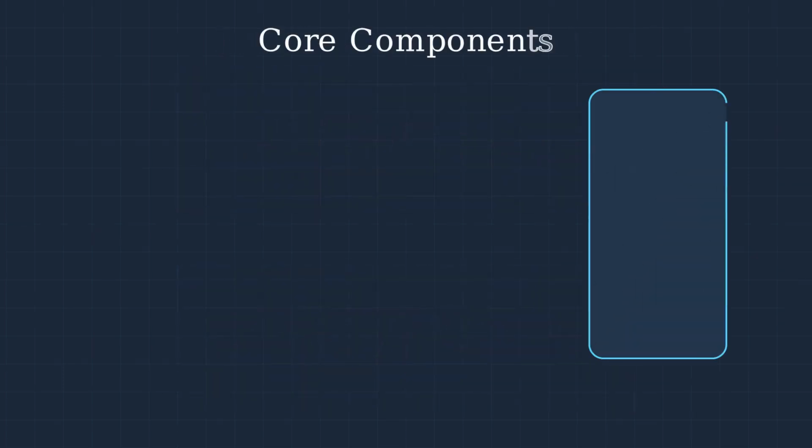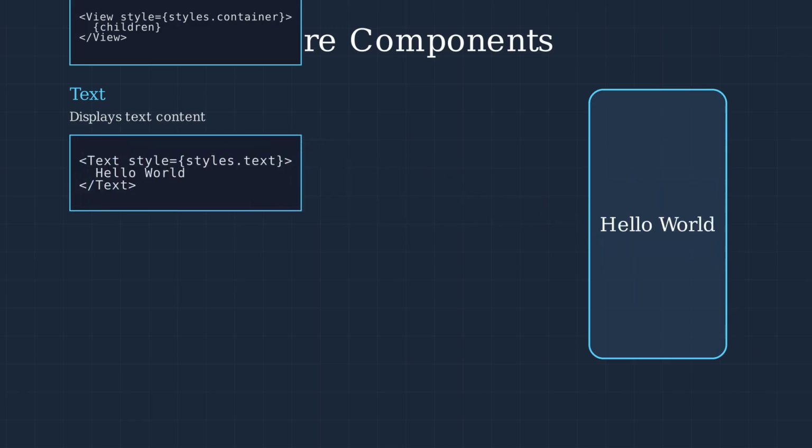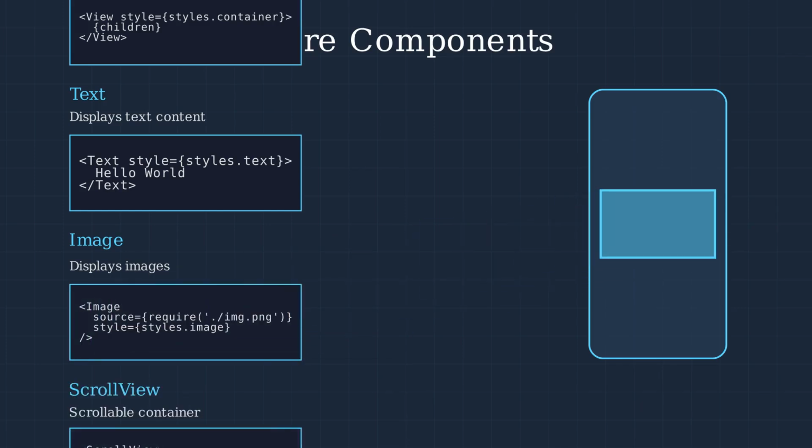React Native includes several core components that you'll use frequently in your apps. The View component is a container similar to a div in web development. The Text component is used to display text content in your app. The Image component displays images from various sources. ScrollView provides a scrollable container for content that exceeds the screen size.